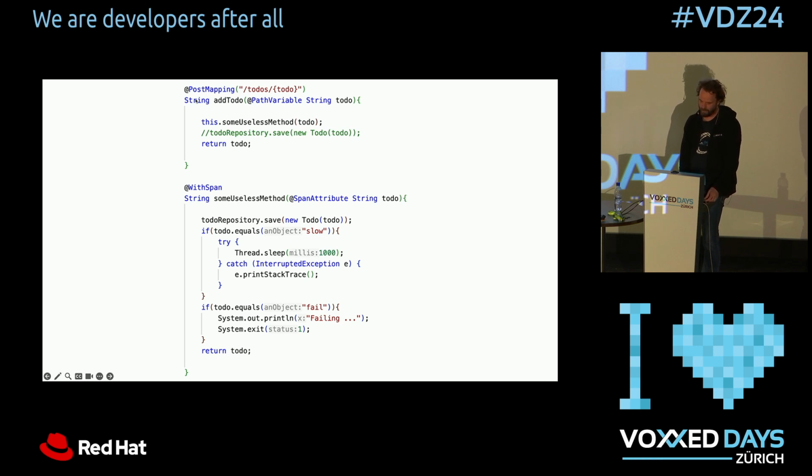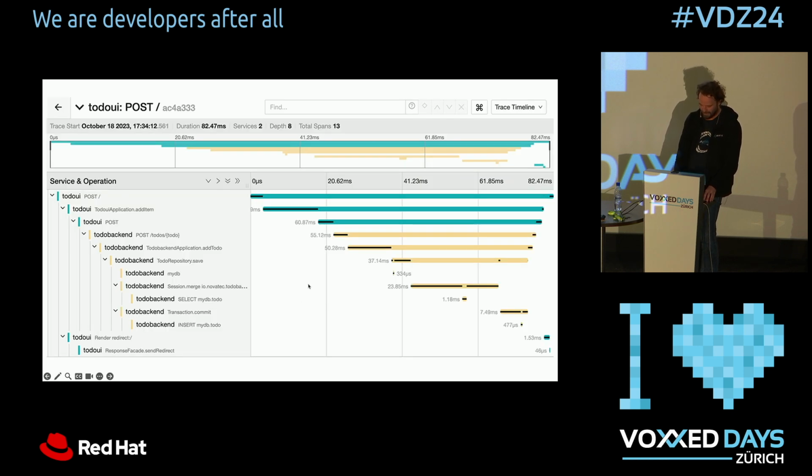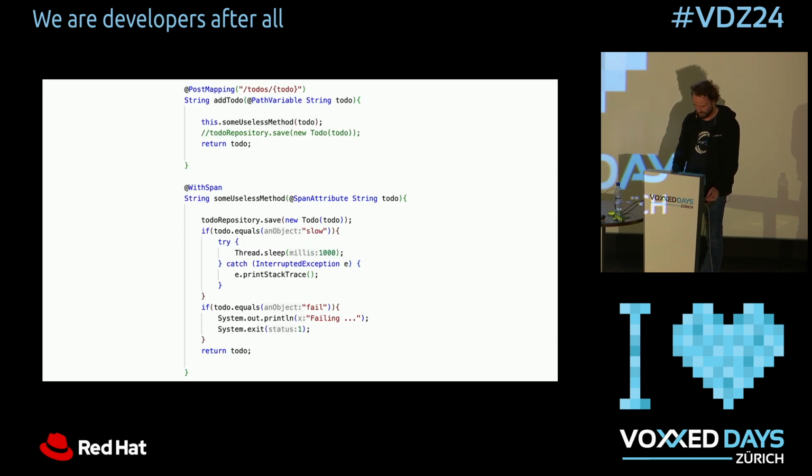So I have a post mapping. I'm going to add a to-do to a REST endpoint, and then let's say save it to a repository. Now I added in some useless method that I would never need, which processes this save part. This is something that would not show up in my traces right here. I would only see the save method, which would then jump into the SQL part.